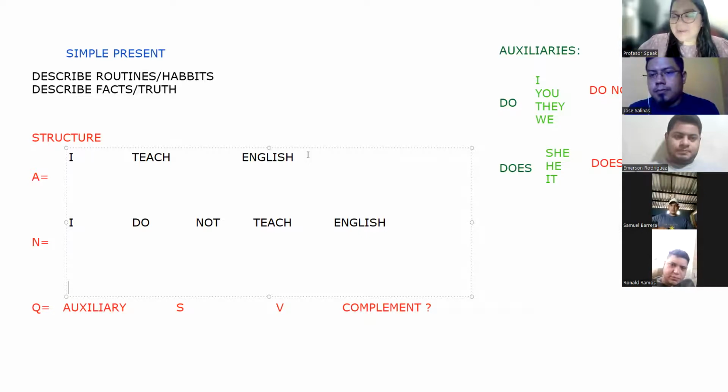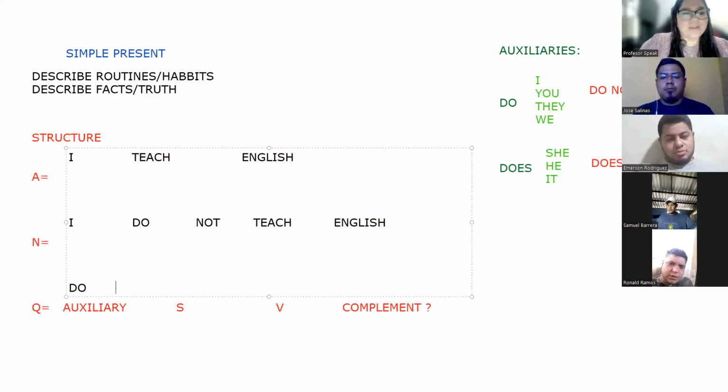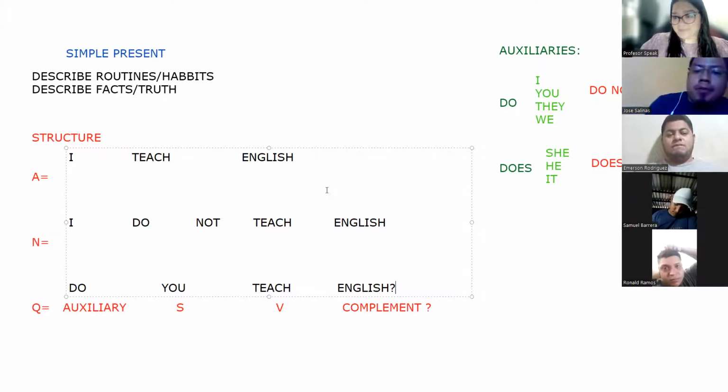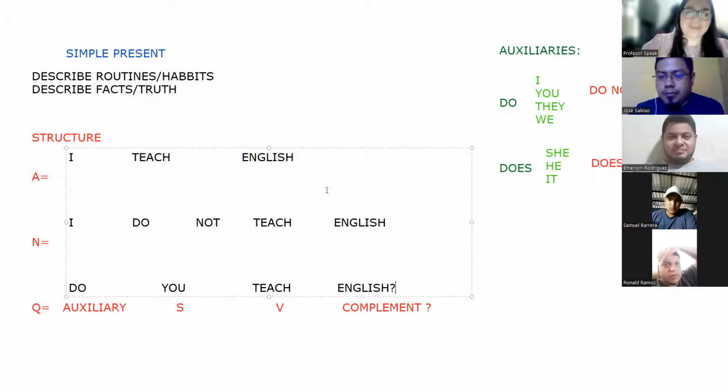Okay, si alguien le está preguntando, es a usted, you, right? What is the auxiliary for you? ¿Cuál es el auxiliar para you? Do you teach? Do, exactly, do. The subject is you. Teach, do you teach English? I teach English, I don't teach English. Porque usted no se puede preguntar, do I teach English? Si ya sabe la respuesta, ¿verdad? Okay, entonces alguien más le está preguntando a usted.